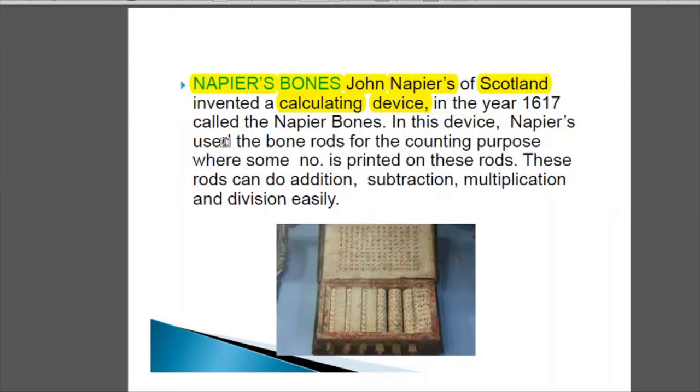In this device, Napier used bone rods. Bone rods means bones, basically, which were used by Napier for counting purposes, where some numbers are printed on these rods. As you can see in the image, there are certain rods of bone used, and on those rods some numbers were printed, which were further used for addition, subtraction, multiplication and division. So this was also like a calculator of 1617.